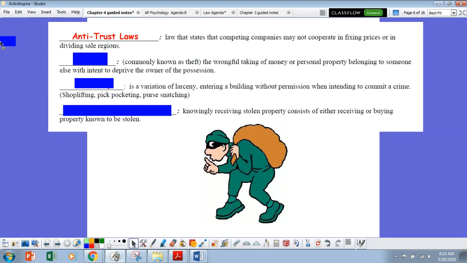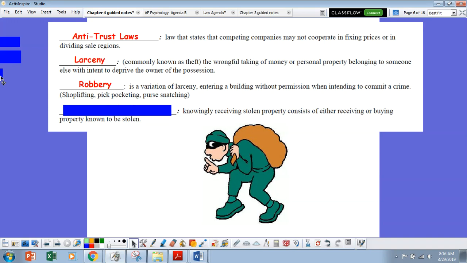All right, moving on. Antitrust laws. These are laws that state that competing companies may not cooperate in fixing prices or dividing sale regions. Larceny, also known as theft. This is the wrongful taking of money or personal property belonging to someone else with the intent to deprive the owner of that possession. Robbery is kind of a variation of larceny, maybe a little bit more intense in the sense of entering a building without permission, intending to commit a crime. So that might be like going into a store and shoplifting. Could also mean that, let's say you're out on the streets, that could be your pickpocket or your purse snatcher with the intent of taking something from you off of your personal self.